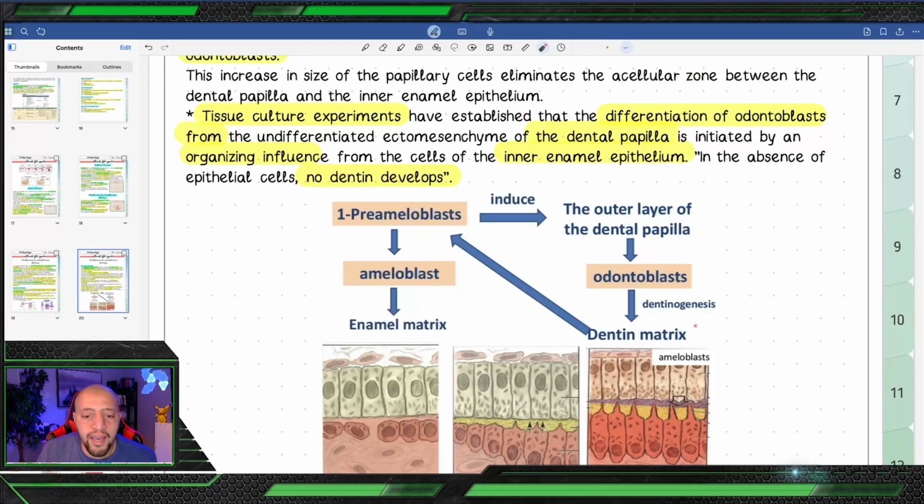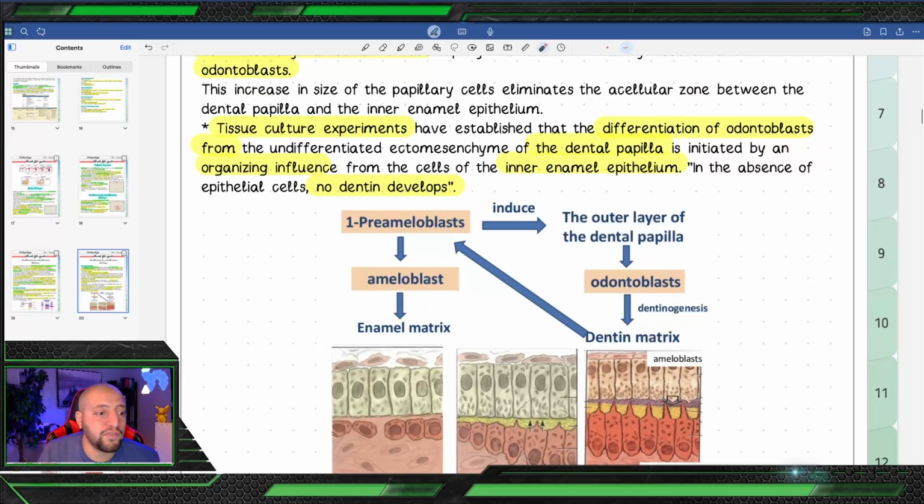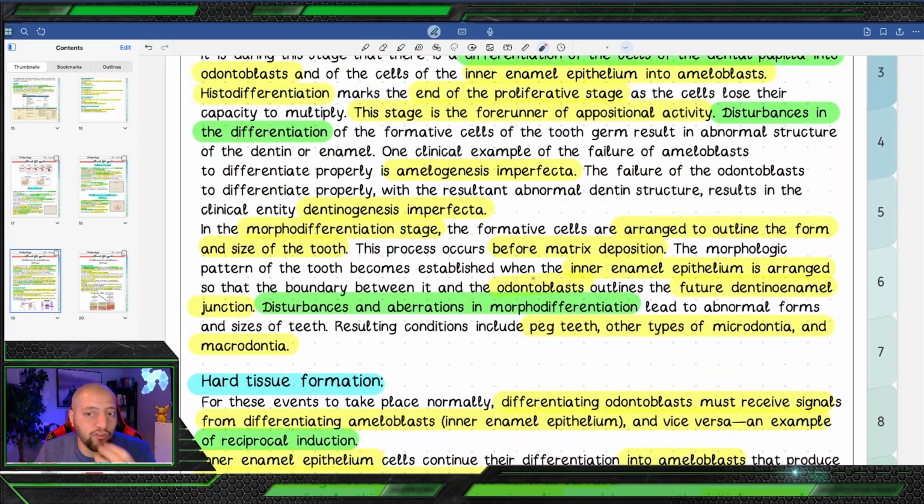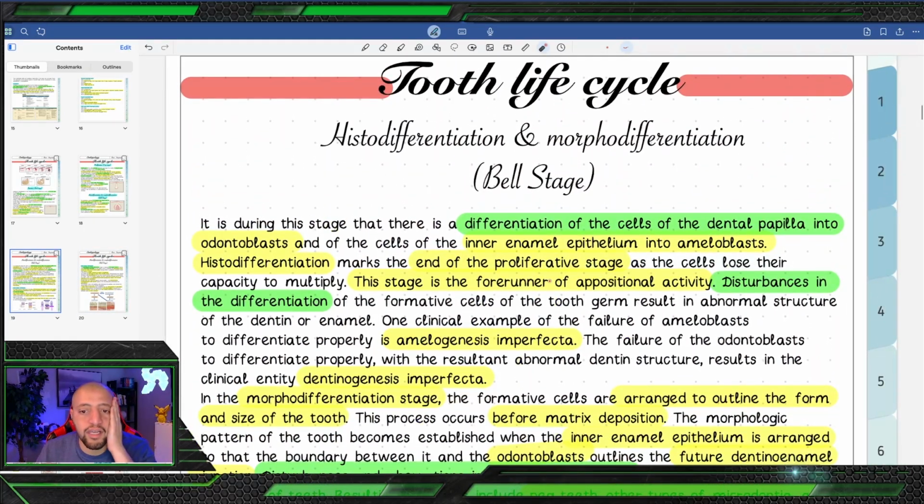So you end up forming this way. Inner enamel epithelium gives a signal to this one to give us dentin matrix. Then dentin matrix comes from the odontoblast. This dentin matrix immediately will give a signal to the pre-ameloblast, inner enamel epithelium, to become ameloblast to lay down enamel matrix. Yes, I invested a lot of time and energy here for you to understand it before we read it in English, because when you read it, you feel like it's so confusing.